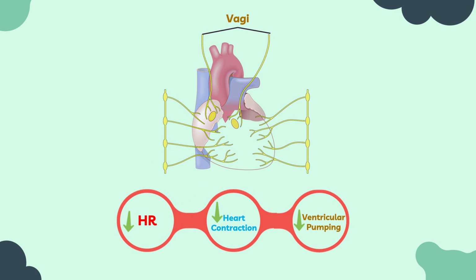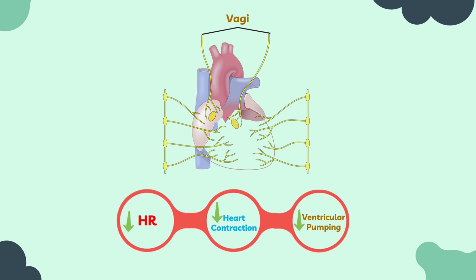The vagal fibers are distributed mainly to the atria and not much to the ventricles, where the power contraction of the heart occurs. This distribution explains why the effect of vagal stimulation is mainly to decrease the heart rate rather than to decrease greatly the strength of heart contraction. Nevertheless, the great decrease in heart rate combined with a slight decrease in heart contraction strength can decrease ventricular pumping by 50% or more.